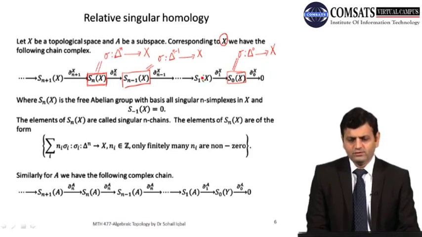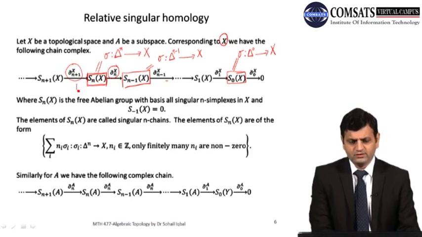Also, we proved that the composition of any two boundary maps, so these are called boundary maps, the composition of any two consecutive boundary maps is 0. So in other words, if I calculate partial n plus 1 composed with partial n, then this is 0, and so on.